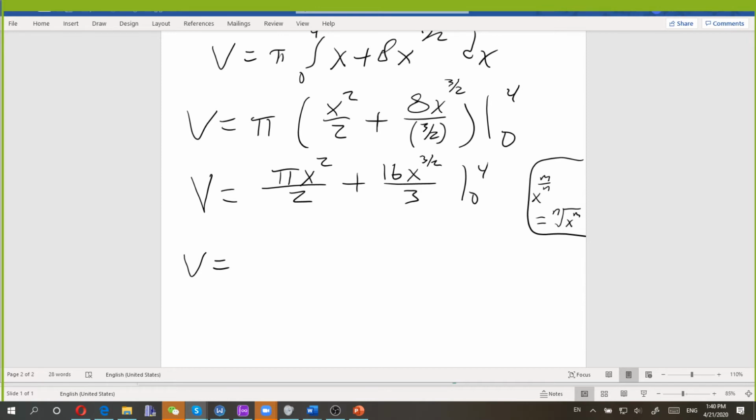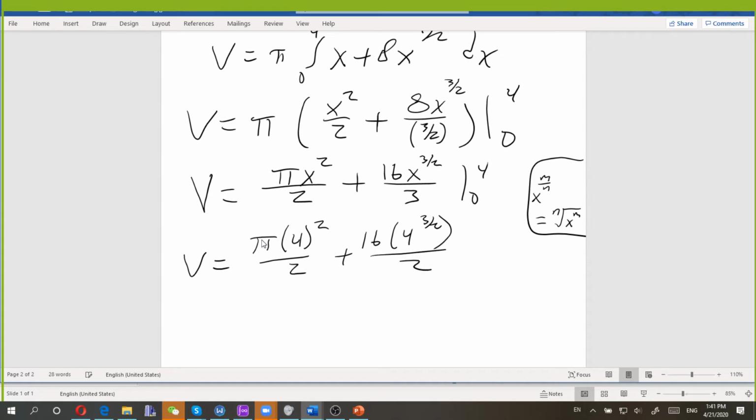So do we just input 4? So pi times 4 squared over 2 plus 16 times 4 to the power of 3 over 2, over 3. Okay, that's good. 16 times 4 to the 3 halves power over 2. This 4 to the 3 halves power is the square root of 4 cubed.